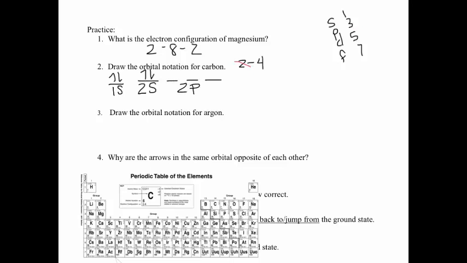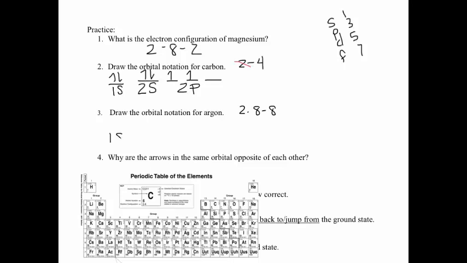1, 2, 3. So we place 2, we need to place 3 and 4, and we're done. All right, next we're looking for the orbital notation of argon. Argon is a noble gas, it's over here, and its electron configuration is 2, 8, 8. So that's helpful when we're doing this.